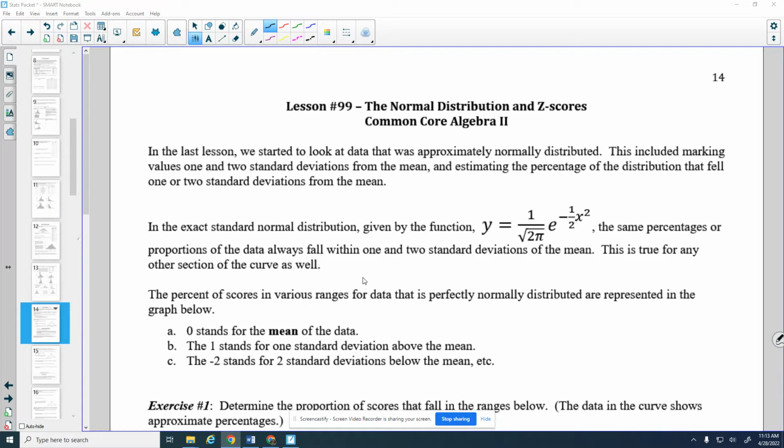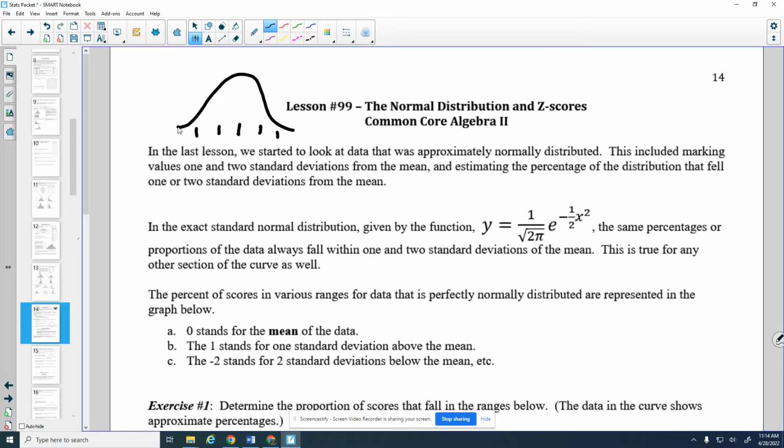So in this lesson, we're talking about the normal distribution and z-scores. In the last lesson, we started to look at data that was approximately normally distributed, data that kind of fell into that bell curve. This included marking values 1 and 2 standard deviations from the mean. So we had the mean somewhere towards the middle, and then we'd mark 1 standard deviation away and 2 standard deviations away, and estimating the percentage of the distribution that fell 1 or 2 standard deviations from the mean.